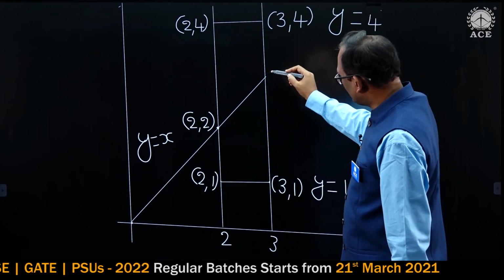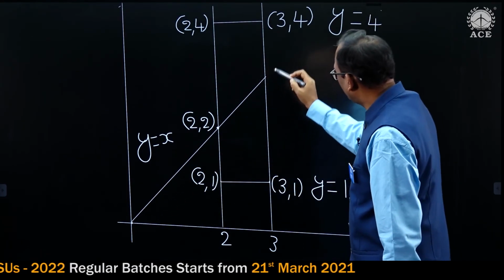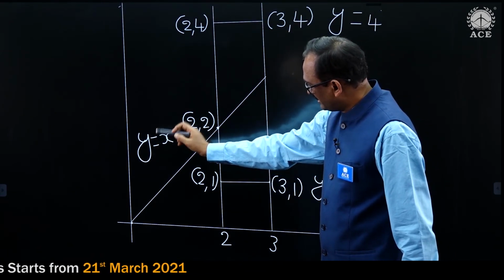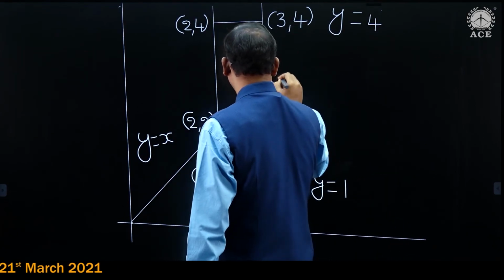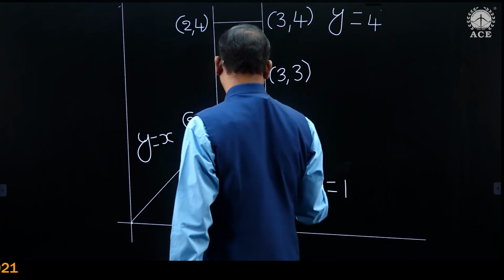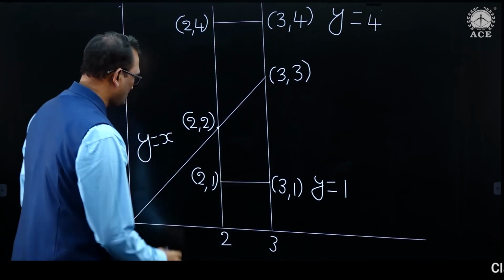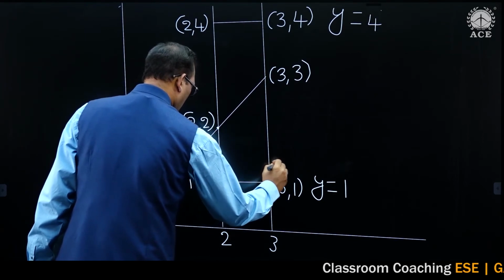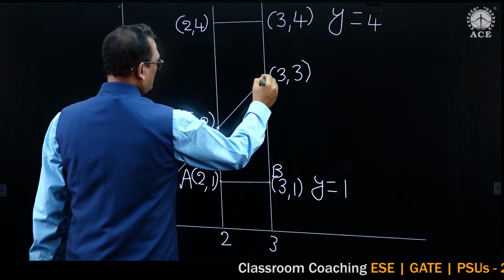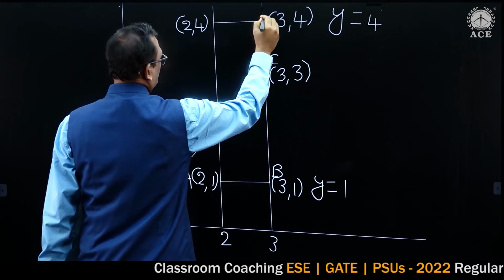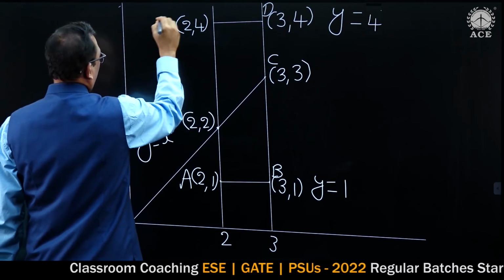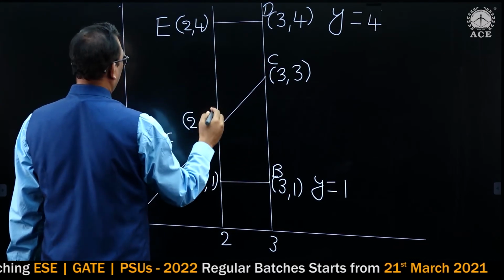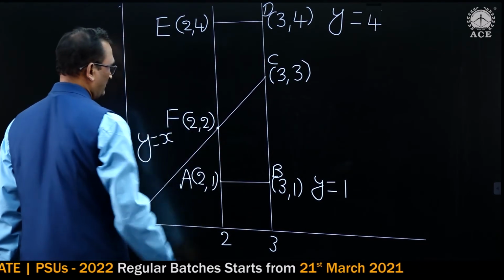Y is equal to x line intersects with x is equal to 3 line. If I take x is equal to 3, y should also be 3. Therefore, it is 3 comma 3. Now, let us give the points. A, B, C, D, E, and this point, let it be F.